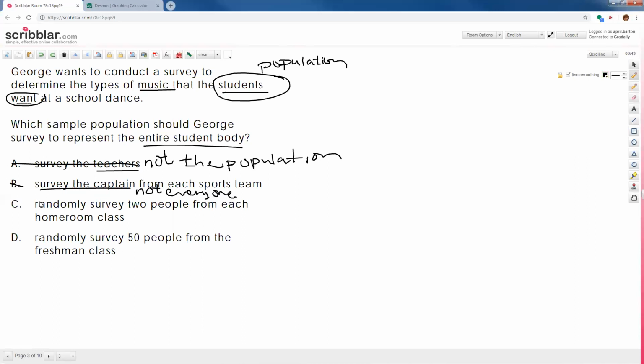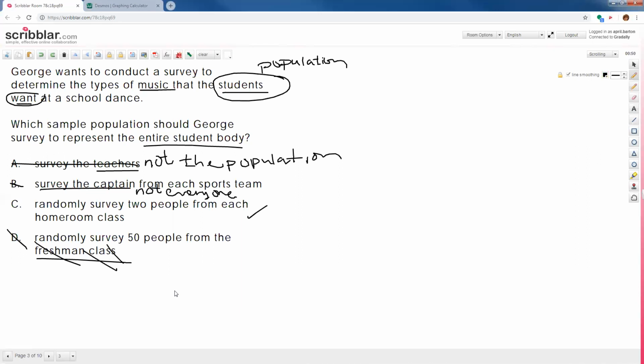Randomly survey 2 people from each homeroom class. I think it's C. You're right. That one gets all of the people in the school. Usually you can tell when something works if they're too specific. If they said, this dance is only for freshmen, then D might be a good answer. But they said the entire student body, so having it specifically just for the freshmen, not a good idea.